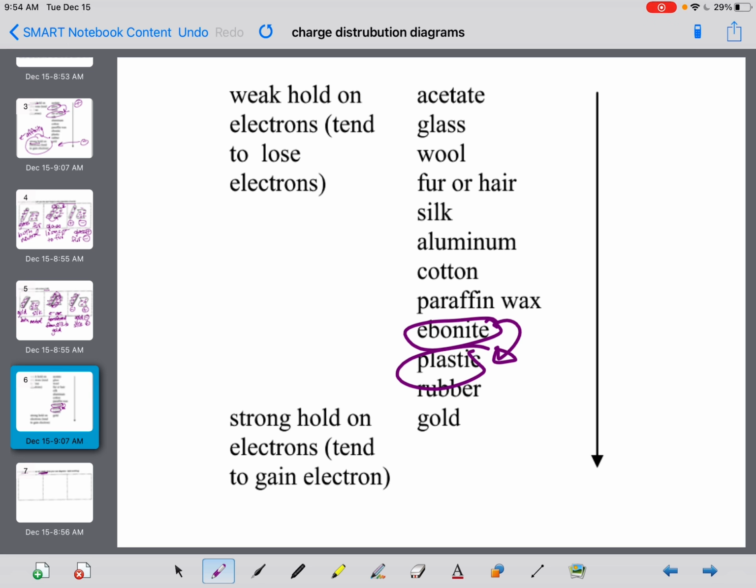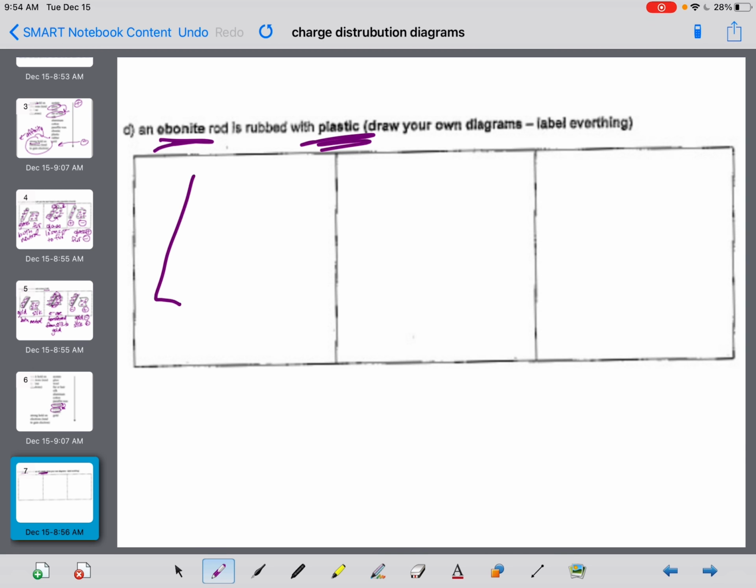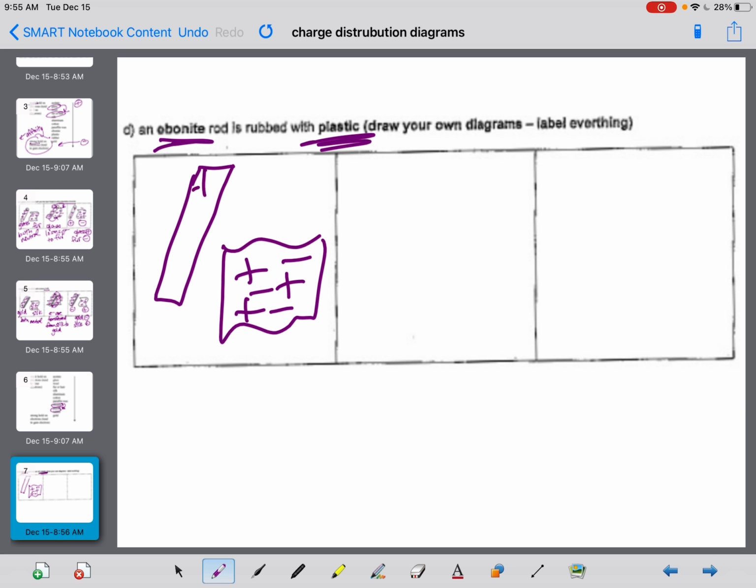different types of plastic that exist. So maybe in some charts they're using one type of plastic, and then on this one they're using a different type of plastic. So you always go by the one that you are currently working with. And again, like I mentioned, on a quiz or a test, you're always working with the one that I'm providing. So in this case, we have an ebonite rod and then a piece of plastic. Okay, so we know we're going to start off with them both being neutral anyways.